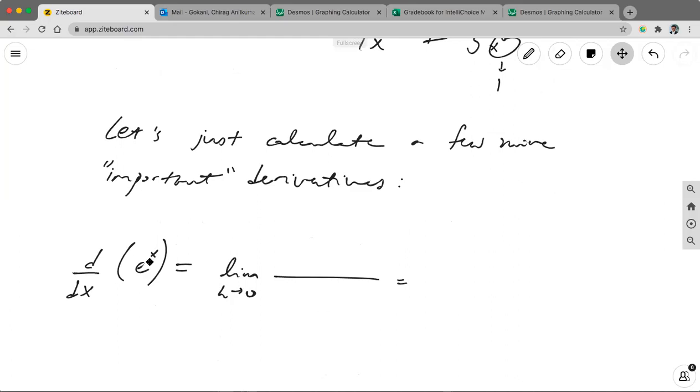But let's find a few more of the important functions we've studied in this course. Wouldn't you say that e to the x is an important function of this course? I would say so. We talked a lot about it. And can someone apply the definition of the derivative to this function? So in other words, what goes here? Someone tell me?